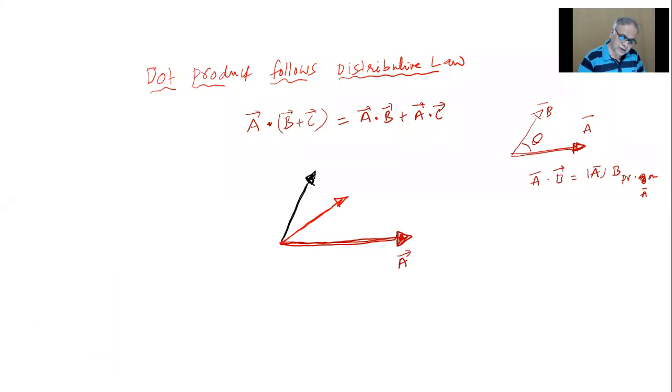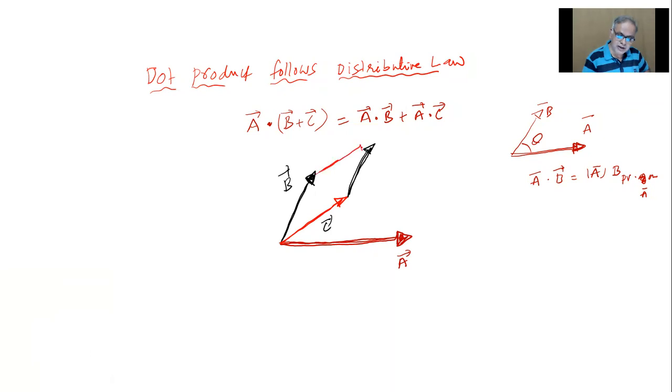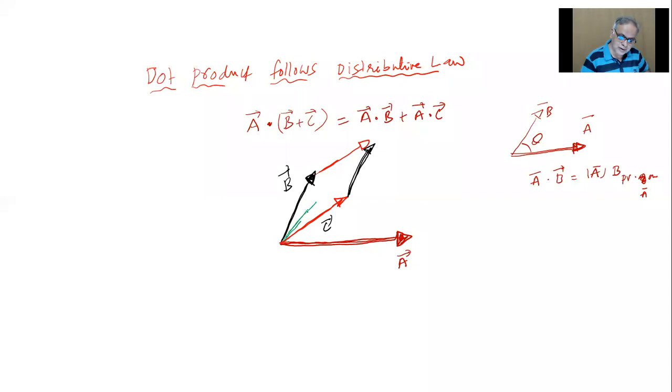Now vector B and C. We already have A here, so let me take this as vector B. This is vector C. So we need to calculate A bar dot B plus C. So should I not get my B plus C first? How do I do that? Let me complete the parallelogram. Is this my B plus C?